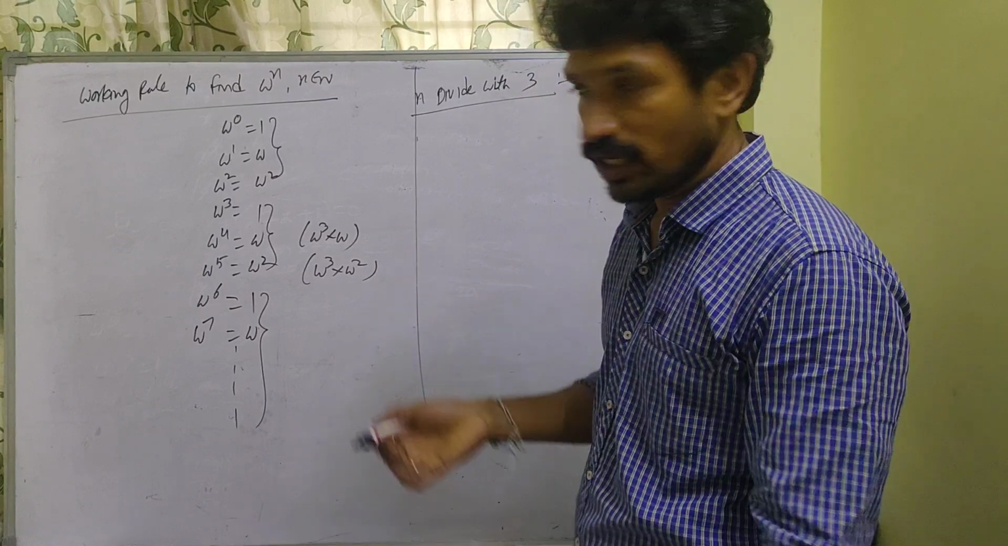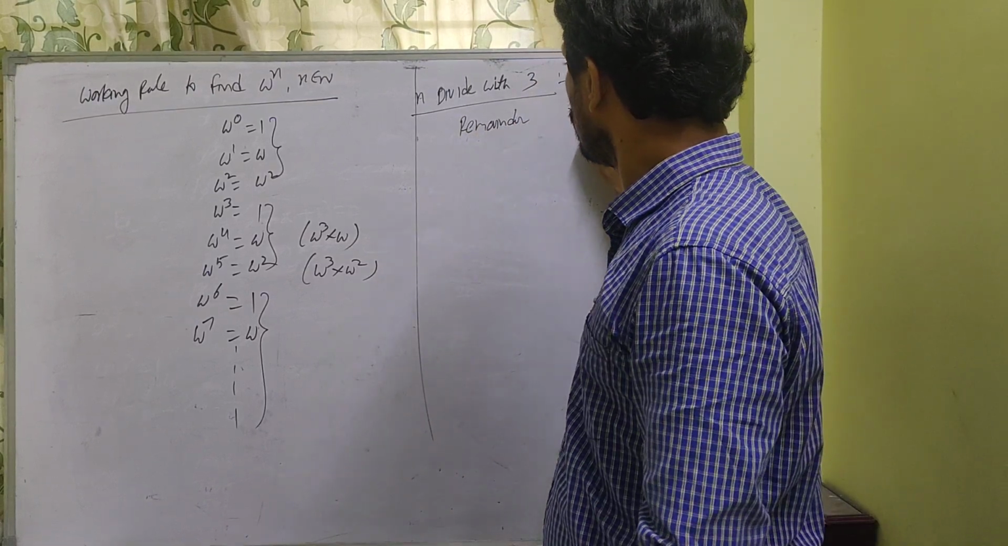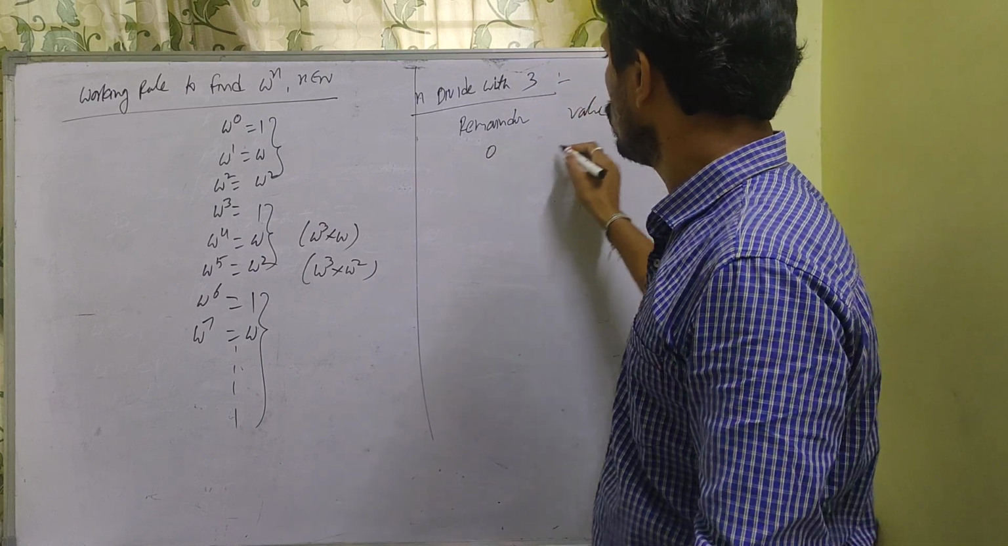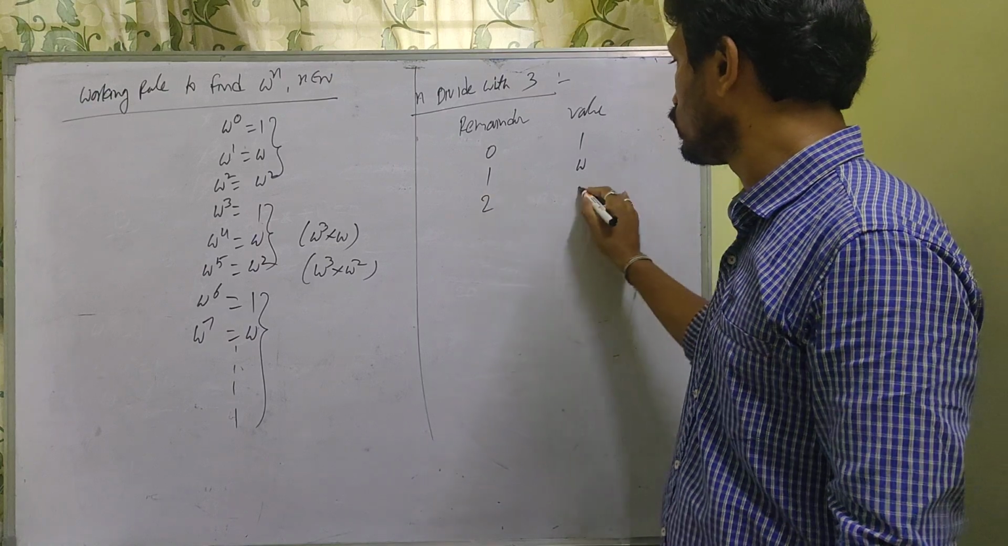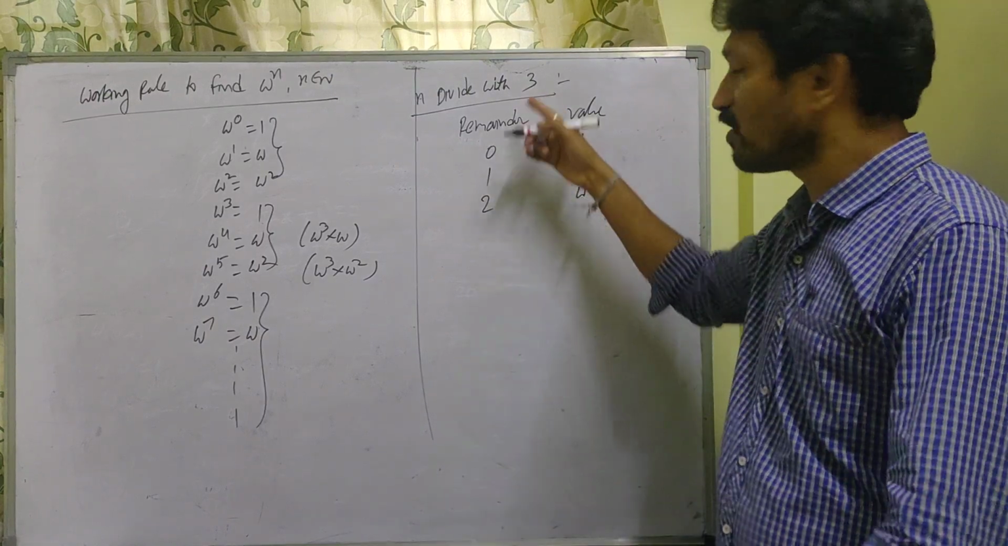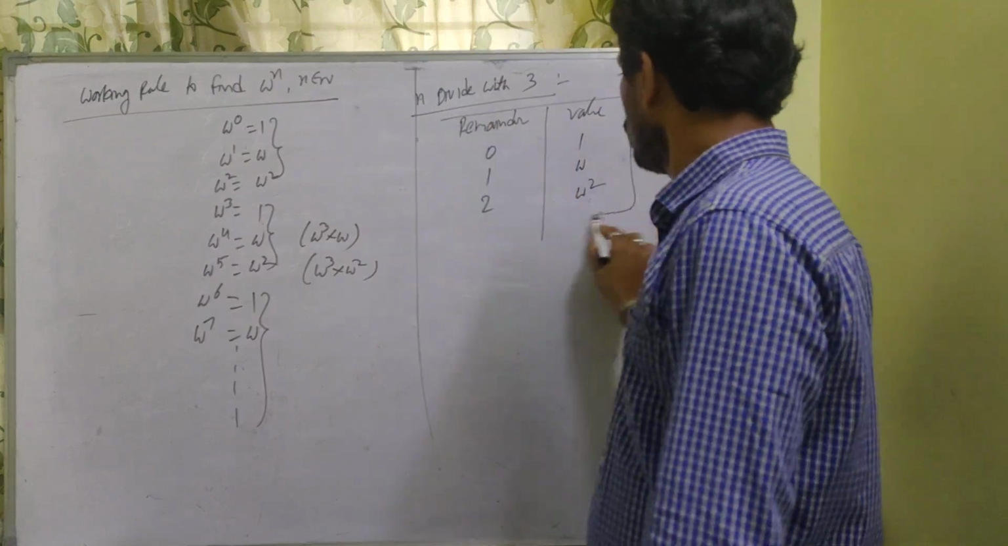Okay, see if you get the remainder value. If the remainder is 0, that is 1. If the remainder is 1, that is omega. If the remainder is 2, that is omega square. So if you divide by 3, you never get remainder 3. Okay, so this is the way to find out.